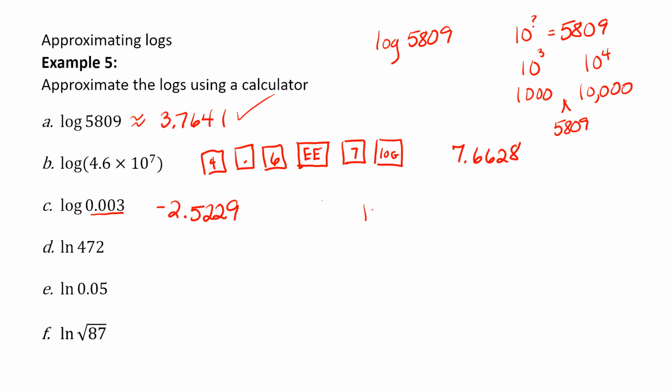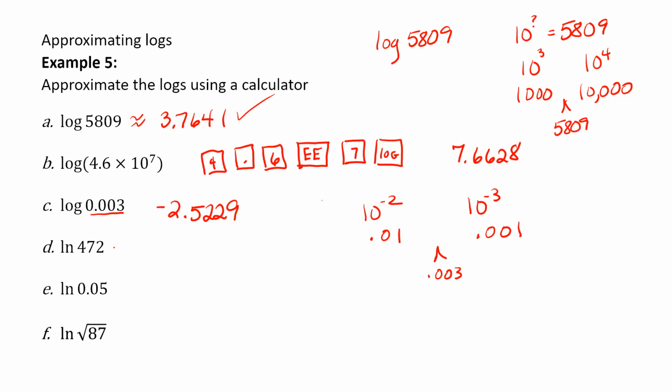I know that 10 to the negative 2 power is 0.01, and I know that 10 to the negative 3 power is 0.001. And of course, 0.003 is between those two values. So I know my answer must be between negative 2 and negative 3. So it's a good idea to do that estimate before you just punch it into your calculator.